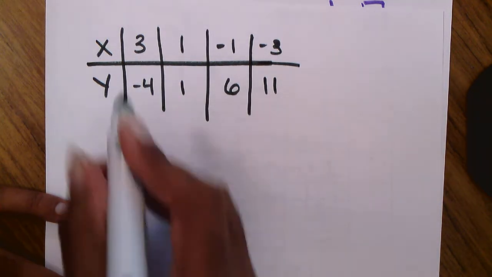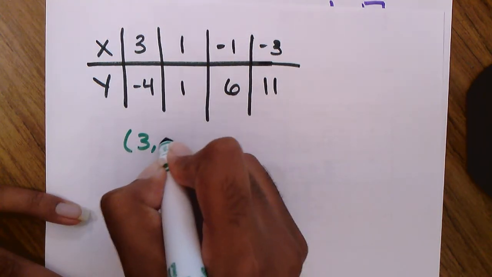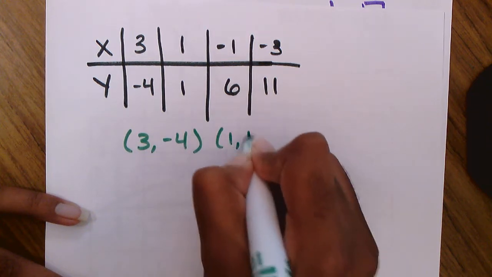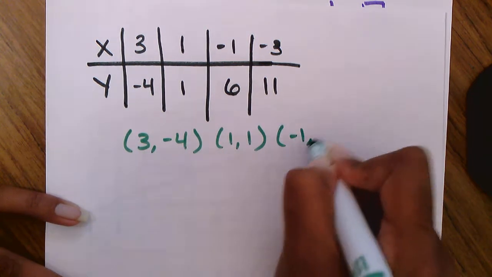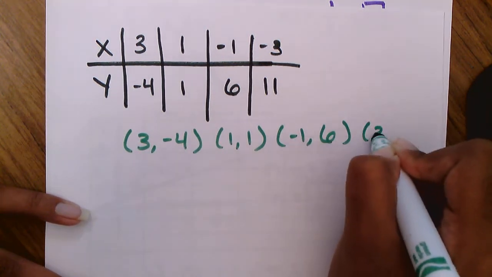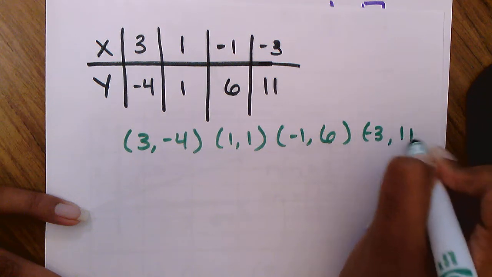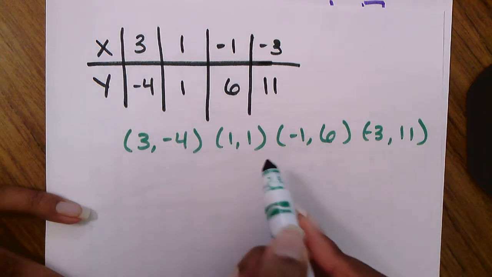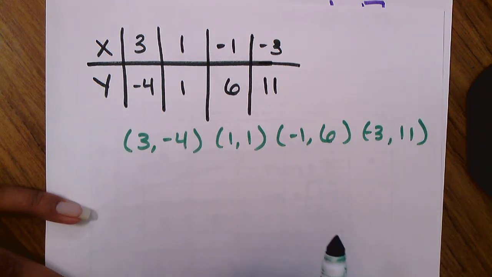So I would literally just take these and I'd turn them into positive 3, negative 4 as an ordered pair, 1, 1, negative 1, 6, and negative 3, 11. And then I would graph those and I would do my rise over run. Or you could take these and again put them into your equation just like you did before.